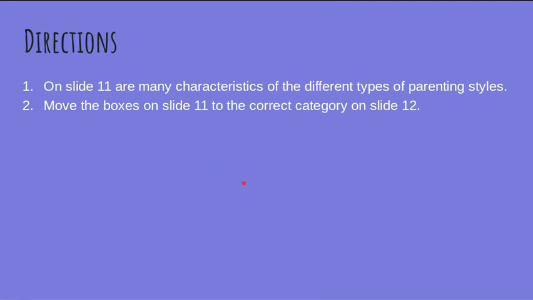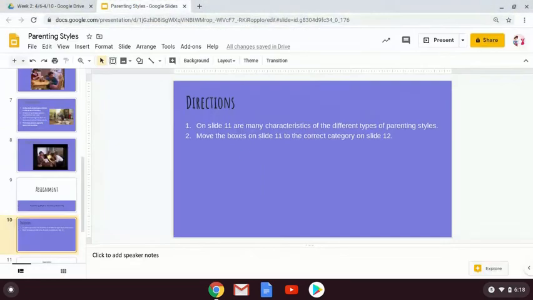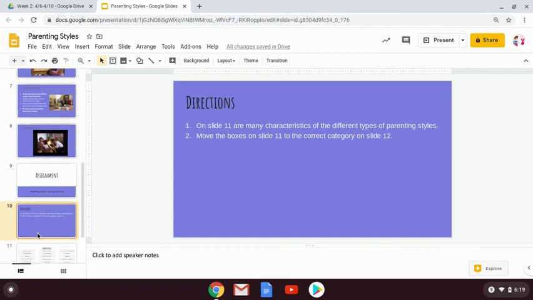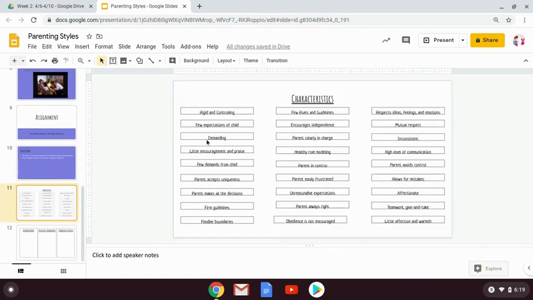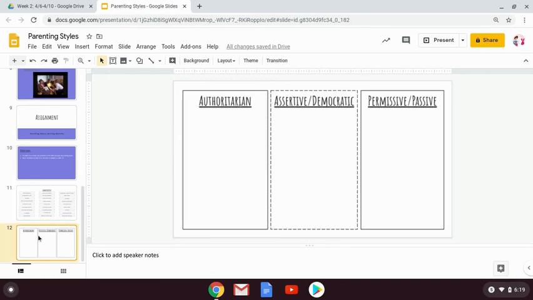So right now I'm in presentation mode, so I'm going to get out of presentation mode because that's how you guys are going to be able to edit this. We're on slide 10 right now, if you guys see right here. On slide 11 are many characteristics of the different types of parenting styles. What you're going to do is move the boxes on slide 11 to the correct category on slide 12. So here's slide 11 right here, and here's your characteristics. All of these will fit under one of the 3 categories that we just looked at. Here's where you're going to actually put the answers. And I've made it where these boxes won't move on you at all, so you don't have to worry about it getting weird.